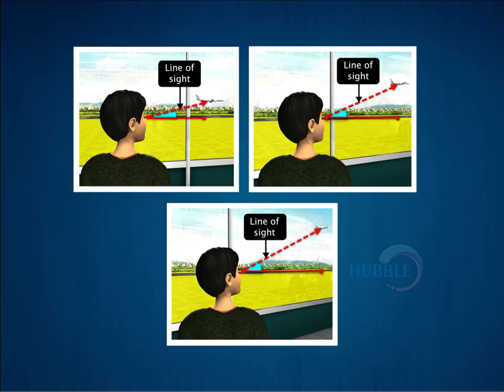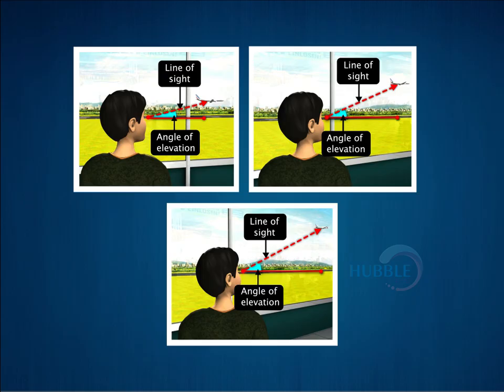Observe that an angle is formed by the line of sight with the horizontal line drawn from the point from where the observer is viewing the object. This angle is called the angle of elevation of the point viewed and is formed when the point being viewed is above the horizontal level.